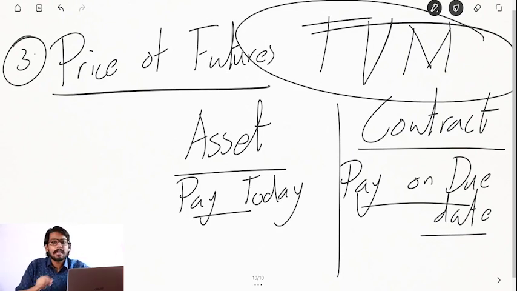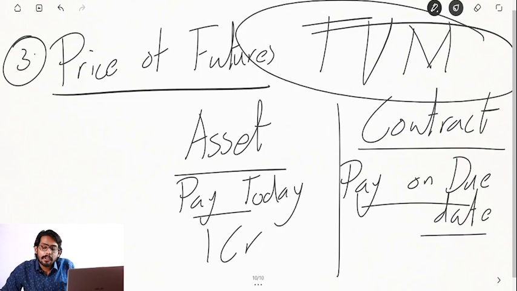Okay, so you are getting the same asset. In both cases, you are getting a building only. If you buy the actual building or if you buy a contract to buy the building, the benefit is the building only. But the difference is asset means you have to pay today. Contract means you can pay after 1 year. So when you enter into a contract, there is an interest cost. Same building worth 1 crore. Here you have to pay 1 crore, but here you have to pay 1 crore only after 1 year, which means there is a time value of money difference.